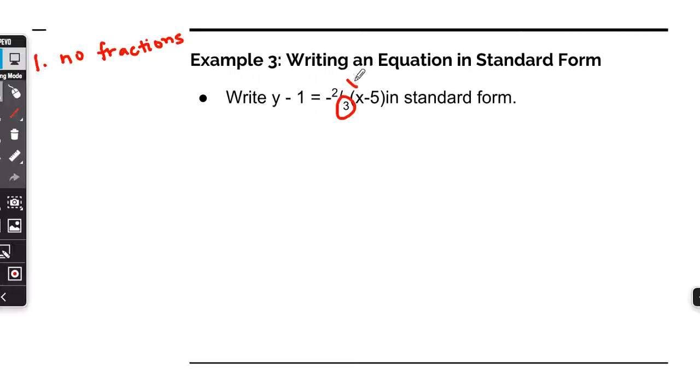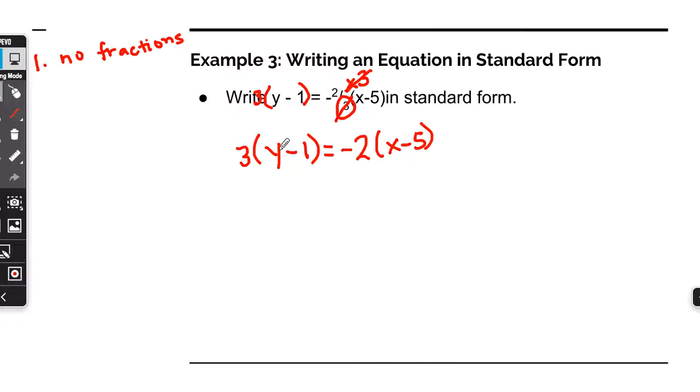So I multiply this side by 3, and what that does is it's going to get rid of my denominator. Then I'm going to multiply this side by 3. So I end up with 3 times y minus 1. That one doesn't cancel out because there wasn't a fraction. And on the other side, the 3 times this fraction with the denominator of 3, those things canceled out. So over here I have negative 2 times x minus 5. So step 1, if you have fractions, get rid of those fractions.